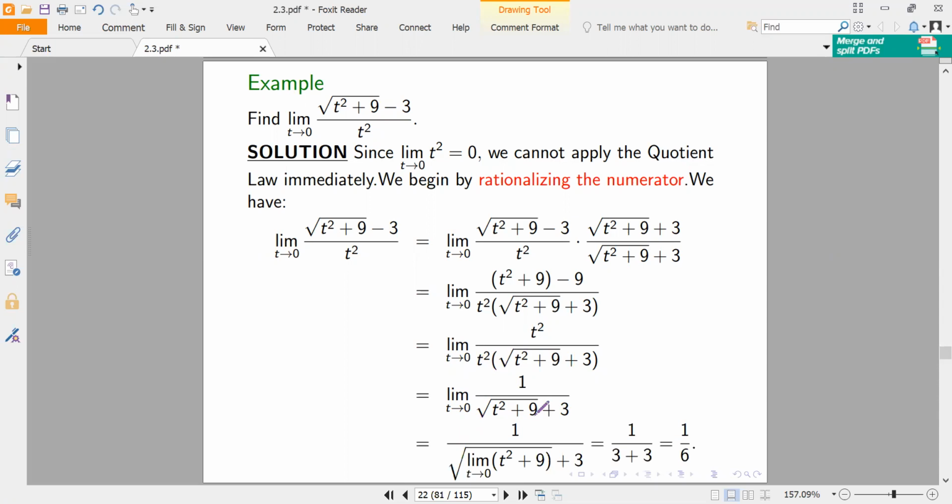I hope you remember this because in the previous lesson, we ended up getting 0.1666 using a table. So now we evaluated the very same limit, but without using a calculator.